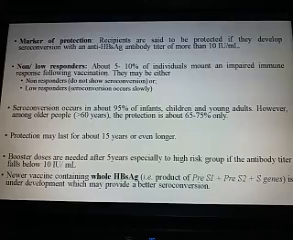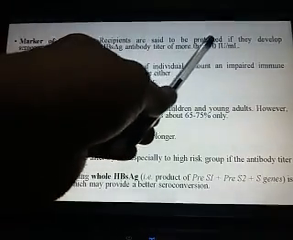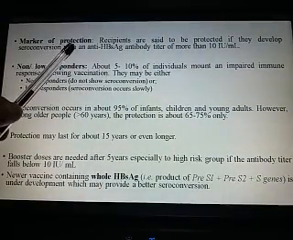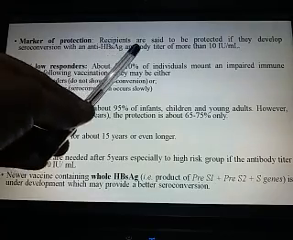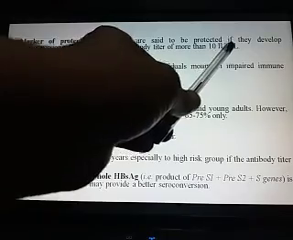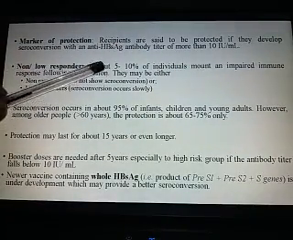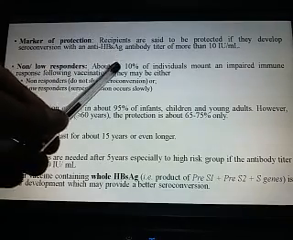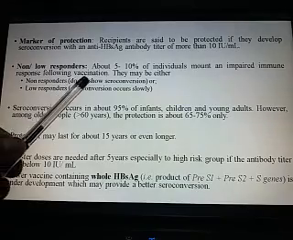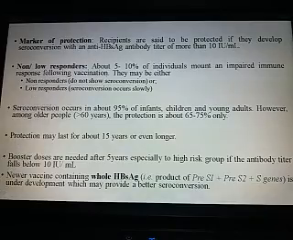Markers of the protection, that means how that protects: recipients are said to be protected if they develop seroconversion, that is the appearance of antibody with anti-hepatitis B surface antigen titer of more than 10 international units per ml. Non-responders, very few, 5 to 10% of individuals, do not show seroconversion. Low responders, seroconversion occurs slowly.